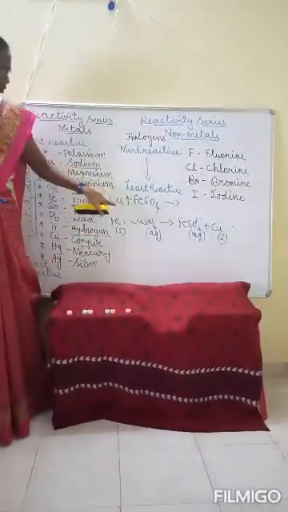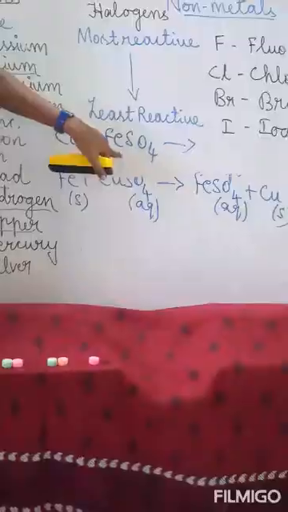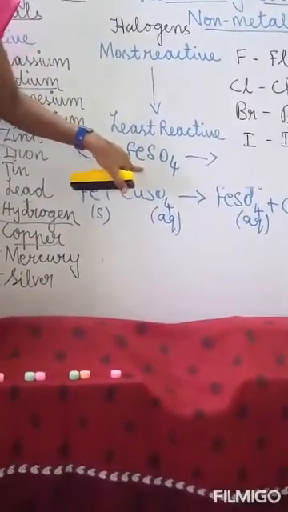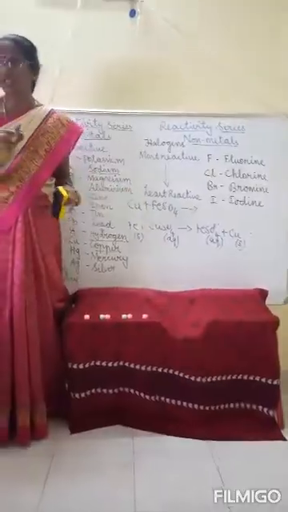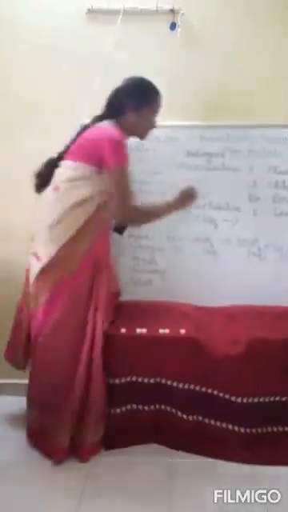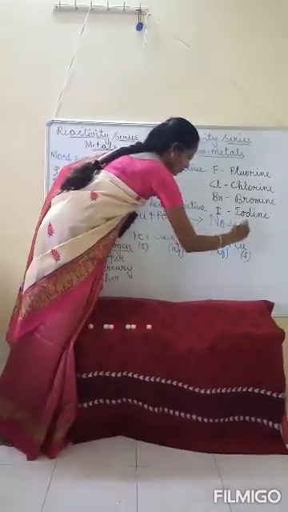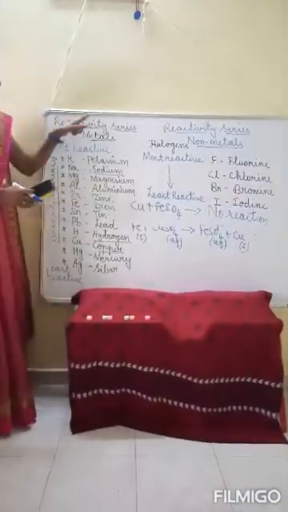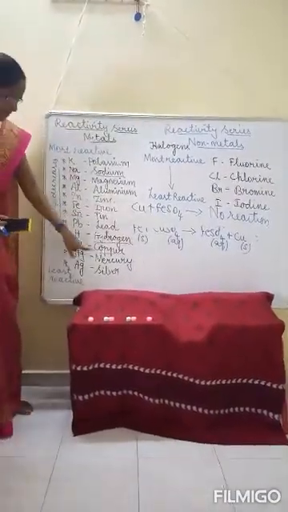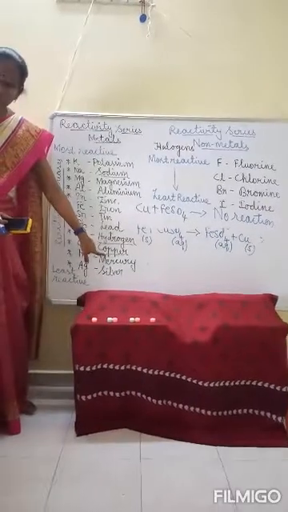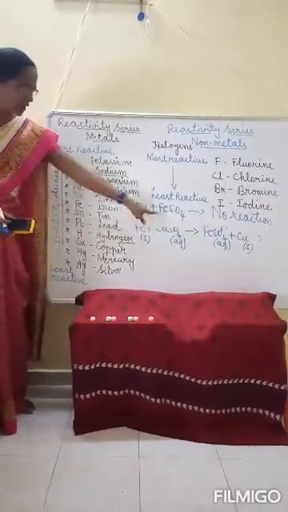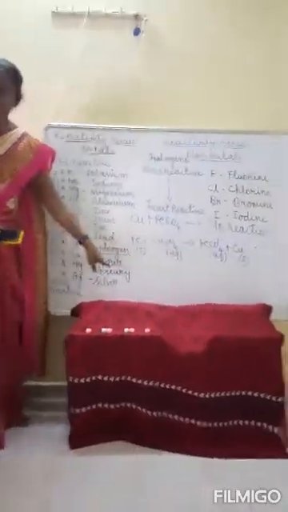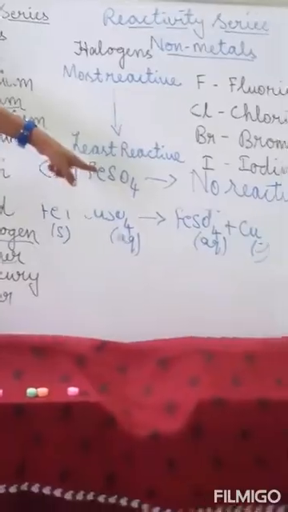What happens when copper combines with ferrous sulfate? Yes, you will not get the product. No reaction takes place here. Why? What's the reason? Because look at the reactivity series. Copper is less reactive in nature when compared to iron. Iron is more reactive, but copper is least reactive. So here you will not get the product.